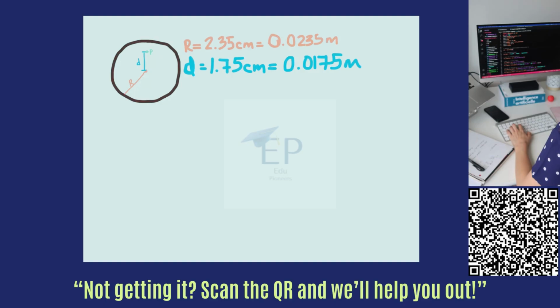This problem involves a physical pendulum that is made from a solid disc that has a radius of 2.35 centimeters and is supported by a pivot located 1.75 centimeters from the center of the disc. We're trying to figure out what the period of the resulting simple harmonic motion is going to be.